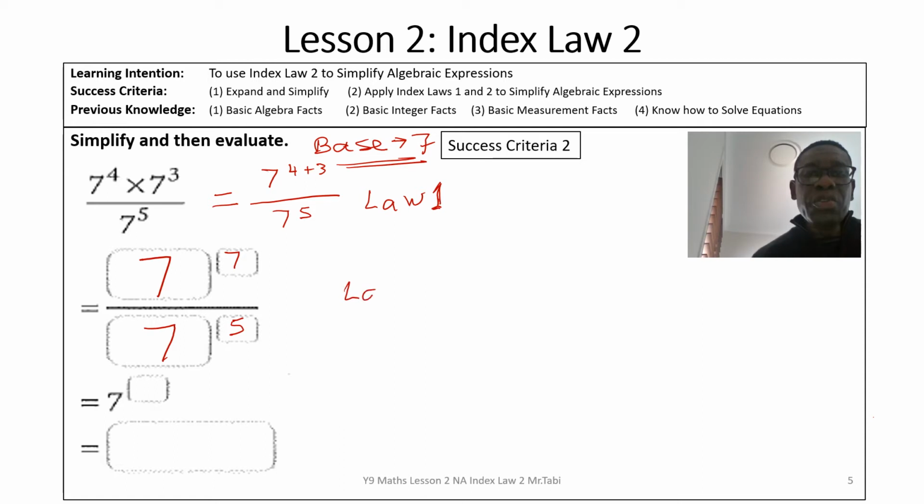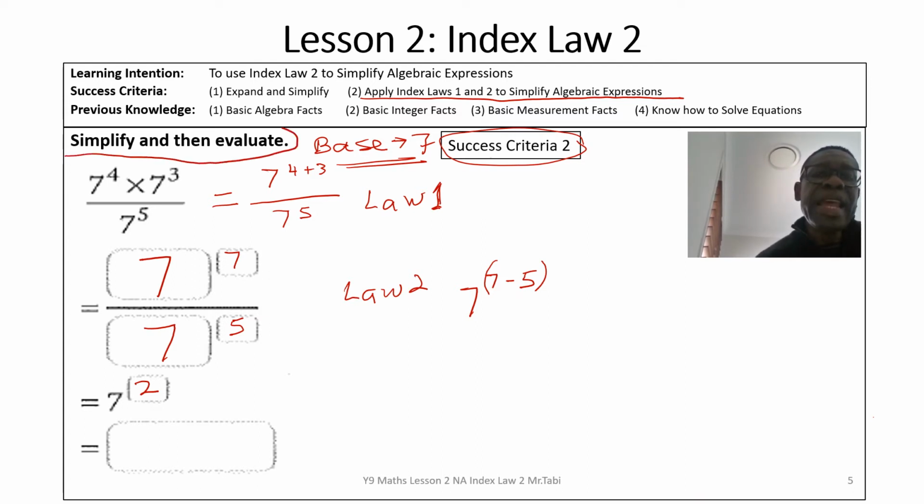Now, let's use law 2 because we're applying the first and second laws to simplify algebraic expressions. That's our success criteria 2. Now, the second law simply would be 7 to the power of 7 minus 5. And 7 to the power of 7 minus 5 will give me 7 to the power of 2. But this is not my final answer because in this question it says simplify and then evaluate. Evaluate means I want the final answer, the final number. So 7 squared, remember, is 7 times 7. And that's 49.